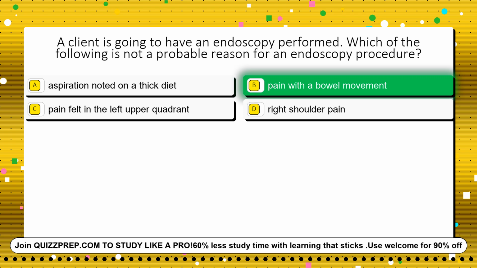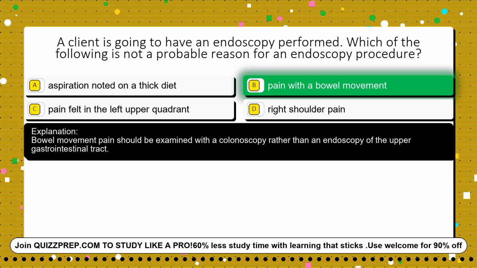The correct answer is option B, pain with a bowel movement. Bowel movement pain should be examined with a colonoscopy rather than an endoscopy of the upper gastrointestinal tract.